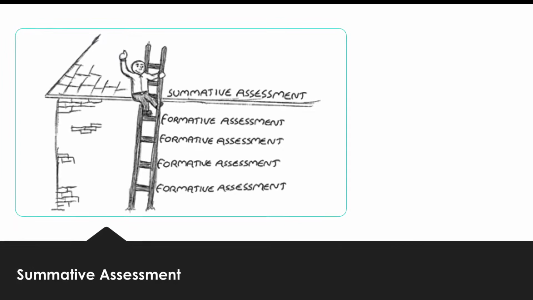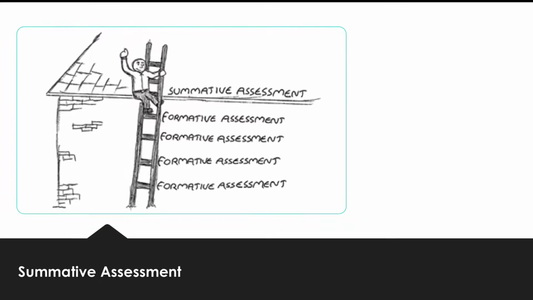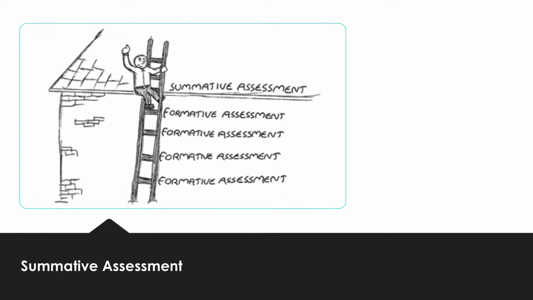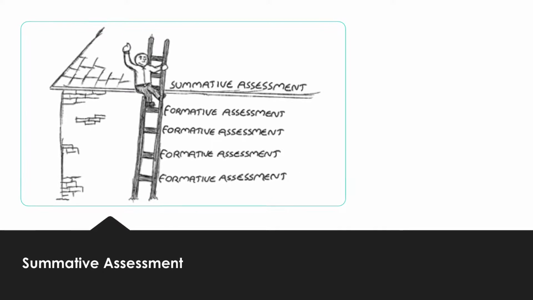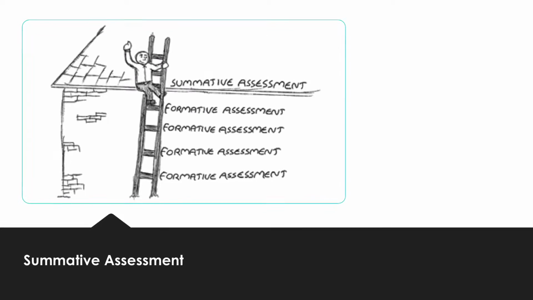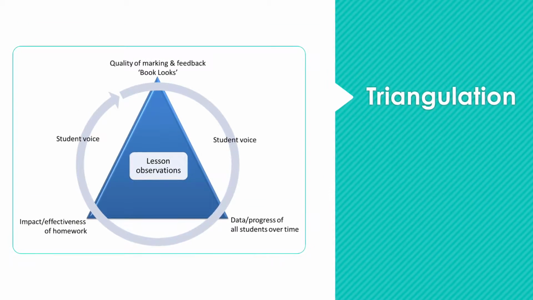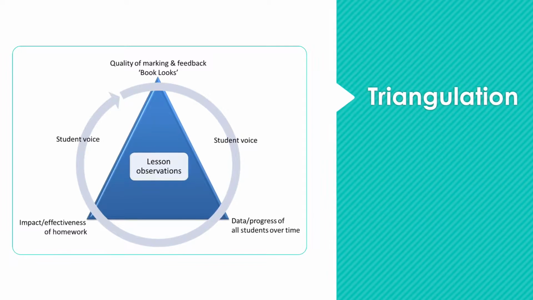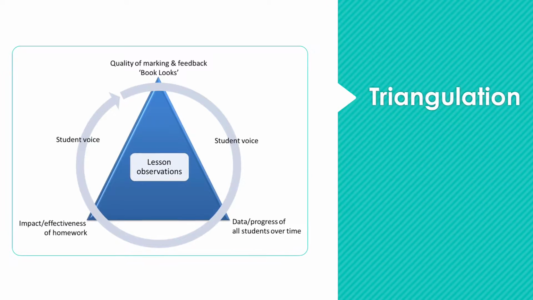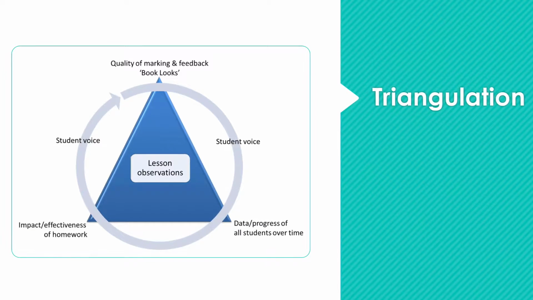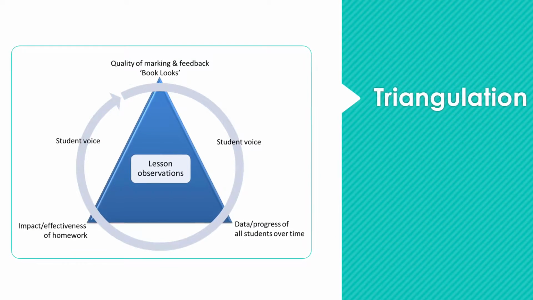Summative assessments are used to evaluate student learning, skill acquisition, and academic achievement at the conclusion. It's usually at the end of the year, and it's the mastery of what the student has done. Triangulation is the process by which a teacher collects evidence about student learning. This evidence is usually collected from 3 different sources.